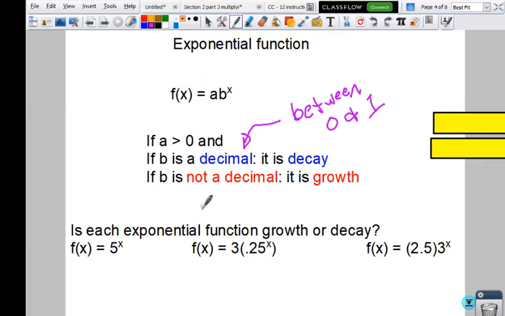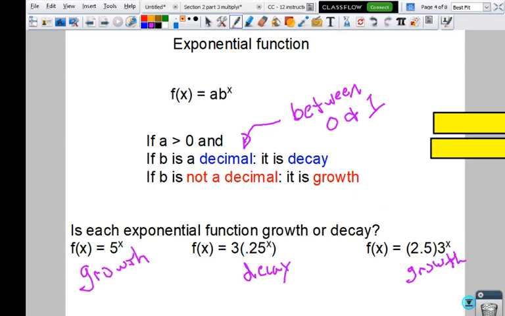We look at the thing with the exponent. So on this first one right here, I have 5 to the x. That is not a decimal between 0 and 1, so that one's growth. This one's a decimal, 0.25, so it's decay. And this other one, the first one is a decimal, but we're looking at the one with the exponent, and that is going to be growth, because it's not between 0 and 1.